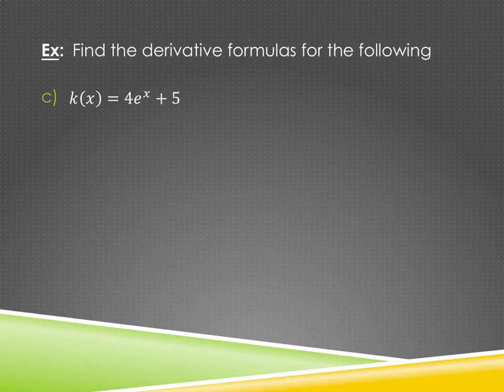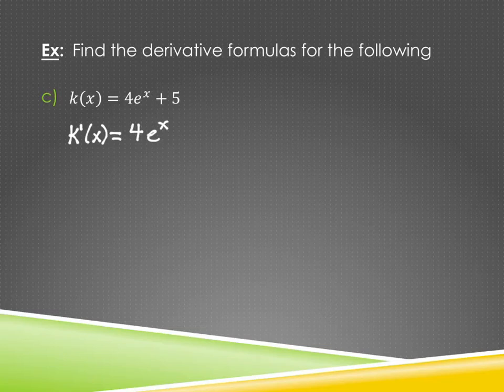On part C, we have k of x, so we'll do k prime of x. And then we have 4e to the x. Well, 4 is a constant multiplier, so we write it. What's the derivative of e to the x? It's e to the x, right? Yep, it is. Because it's a constant multiplier. That's property number 4. Property number 4 says that if you have a constant multiplied by a function, it comes along for the ride.